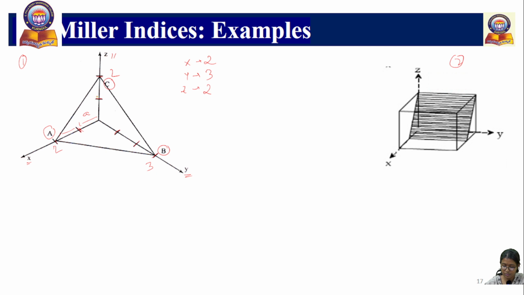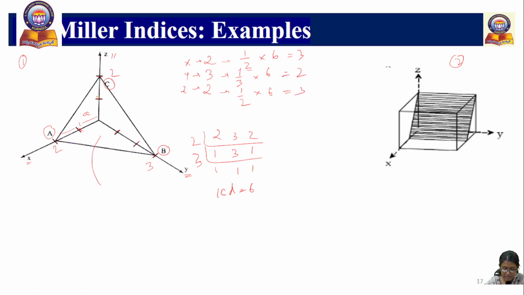So we have to take the reciprocal. How are we going to take the reciprocal? The reciprocal of 2 is 1 by 2, of 3 is 1 by 3, and of 2 is 1 by 2. Then we have to multiply it with the least common denominator. Denominator means this 2, 3, 2. They are the denominators, right? So you have to find the least common multiple of these denominators. If we do this, the least common denominator is 6. So everywhere we have to multiply with 6. This gives 3, this gives 2, this gives 3.